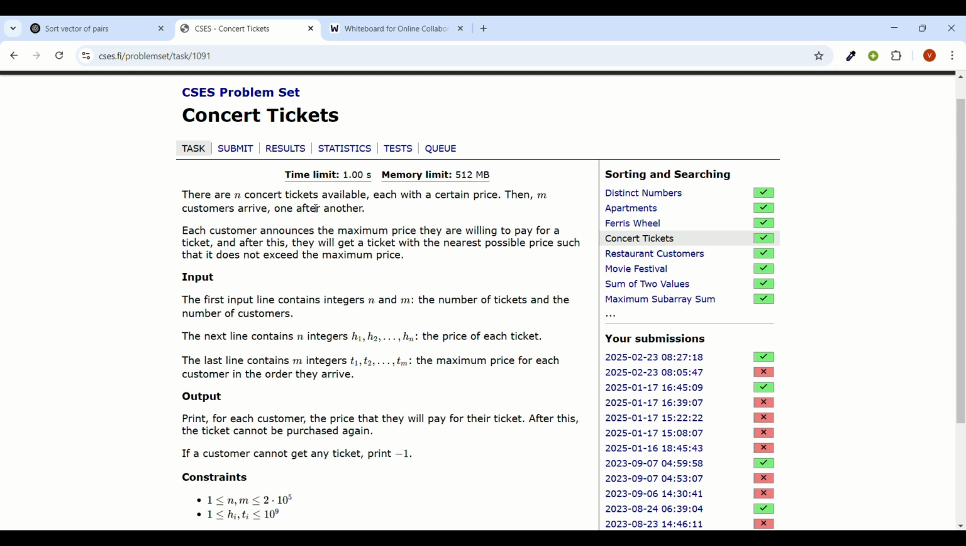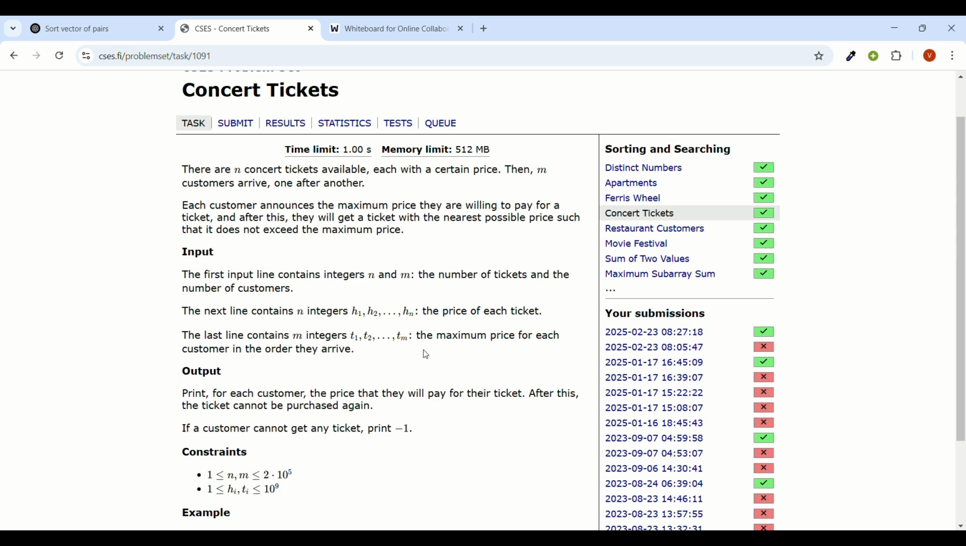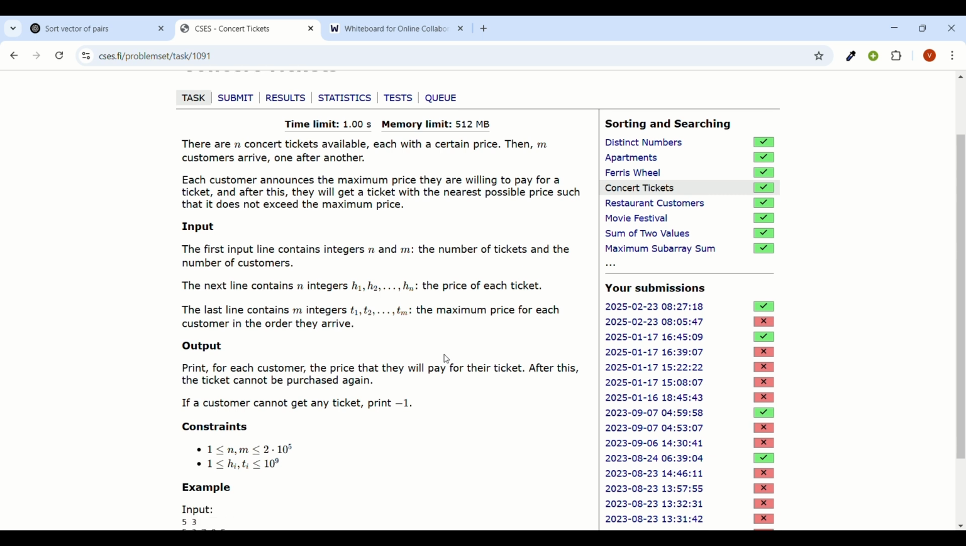So first we are given the value for n, which is the number of concert tickets, then the value for m, which is the number of customers. Then we are given n different integers, each of which is the price of a different ticket. Then we are given m integers, each of which is the price which the ith, or let's say jth, customer is willing to pay.